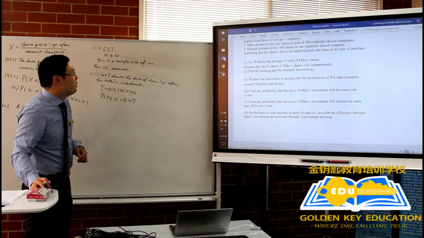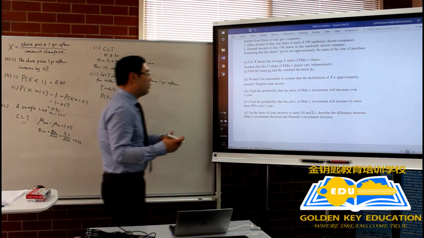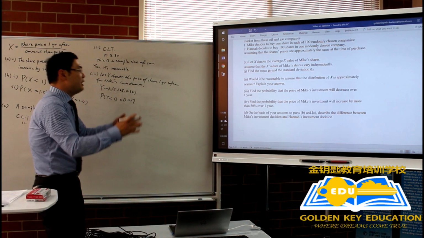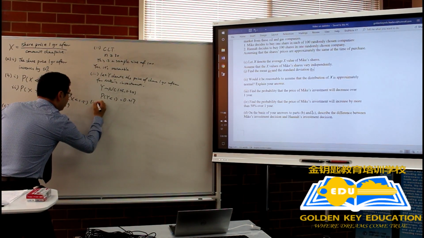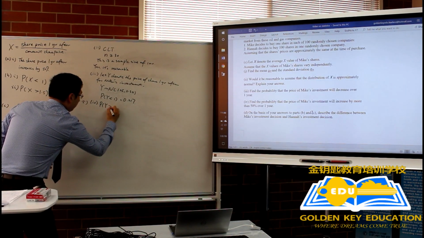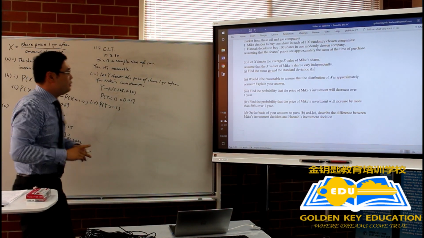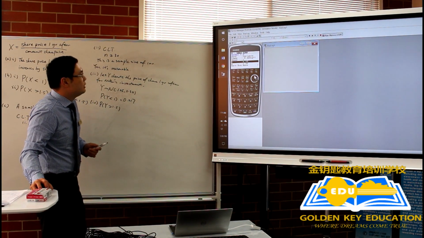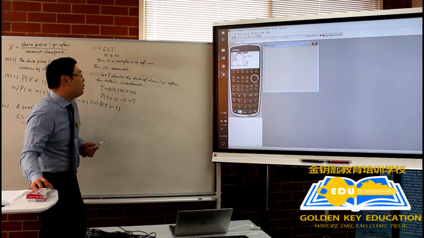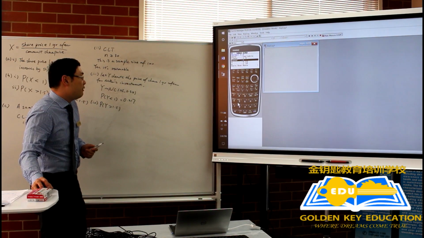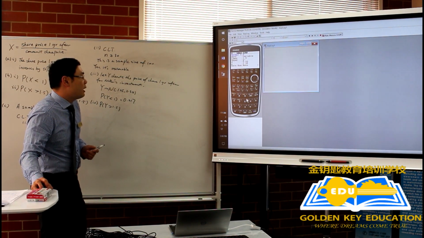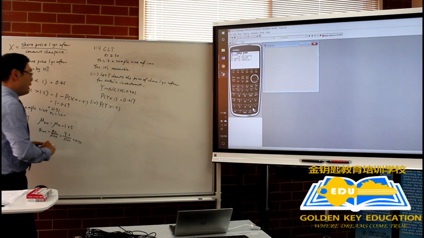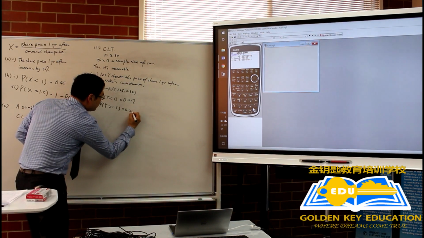Going to the next question, find the probability that the price of Mike's share will decrease more than 50%. Oh, sorry, will increase more than 50%. So that indicates we want to find P(y greater than 1.5). Using similar analysis from the calculator, exit back. This time we want to change the lower value to 1.5, and we want the upper value to be infinity, so e to the power of 99, the largest value this calculator can take. So it equals exactly the same thing.